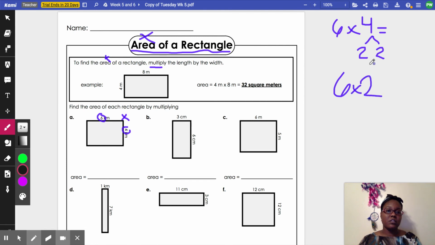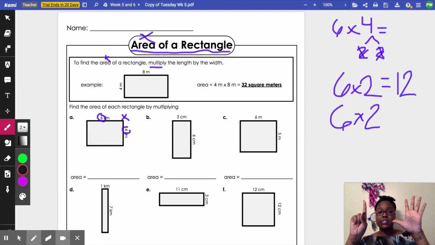I'm going to cross that 2 out because I've used it. And then I can do another 6 times 2. And then I'll cross this other 2 out because I've used it. 6 multiplied by 2 equals 12. If you don't know, you can hold up 6 fingers and skip count by 2s. 2, 4, 6, 8, 10, 12.